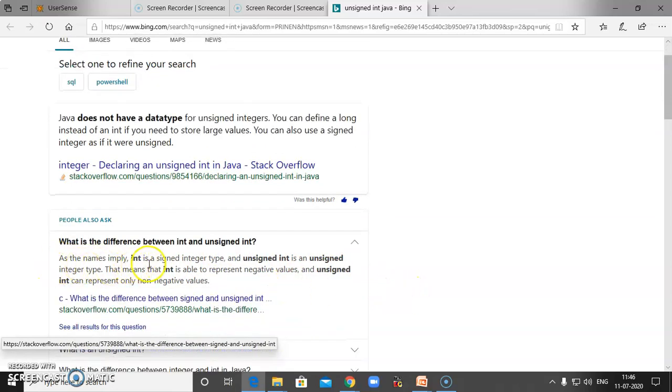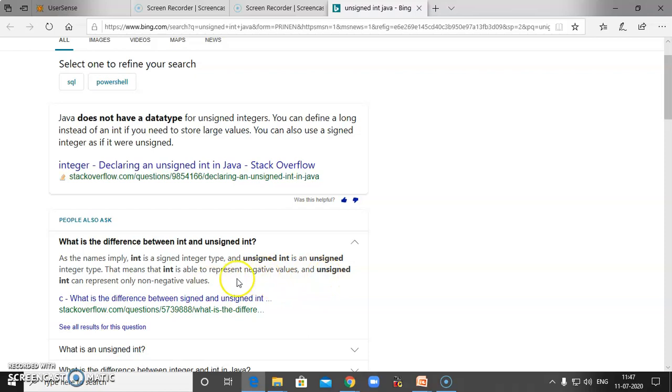As the name implies, integer is a signed integer type and unsigned integer is an unsigned integer type. It means integer is able to represent negative values, and unsigned integer can represent only non-negative values. When I am talking about integer, it can represent positive as well as negative values. And unsigned integer can represent only non-negative values, meaning only positive values.